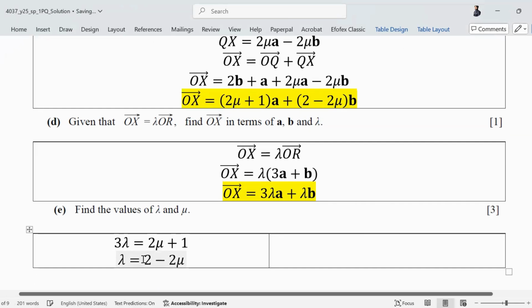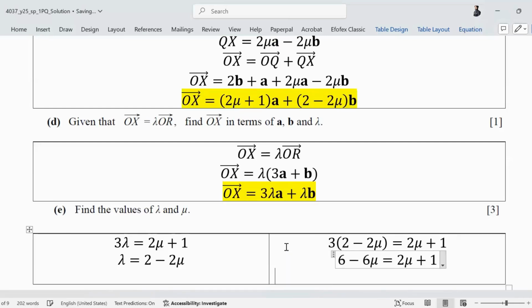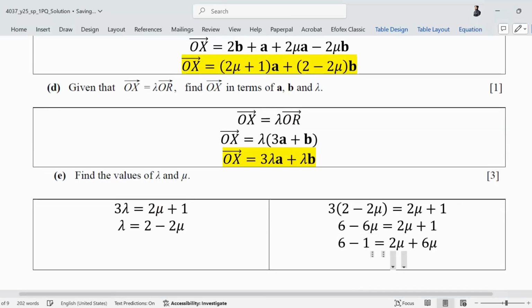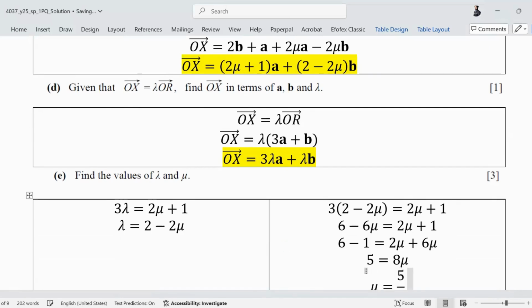I already know lambda is 2 minus 2 mu. I can plug it in the first equation. 2 minus 2 mu is 2 mu plus 1. 6 minus 6 mu is 2 mu plus 1. 6 minus 1 is 2 mu plus 6 mu. So 5 is 8 mu and mu is 5 upon 8.